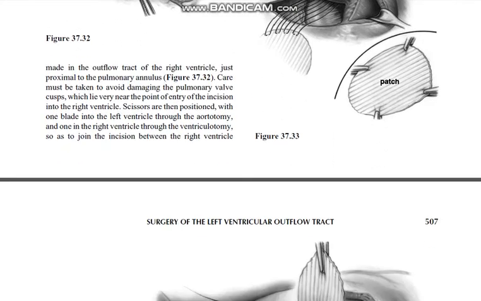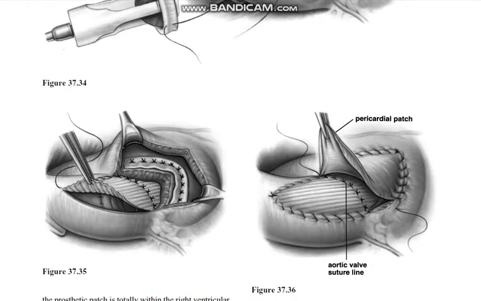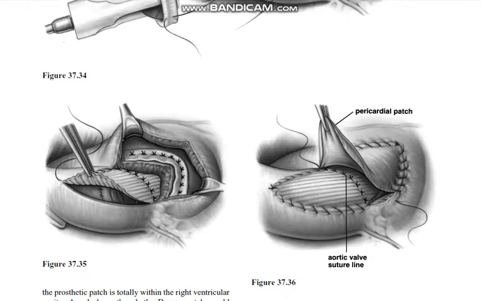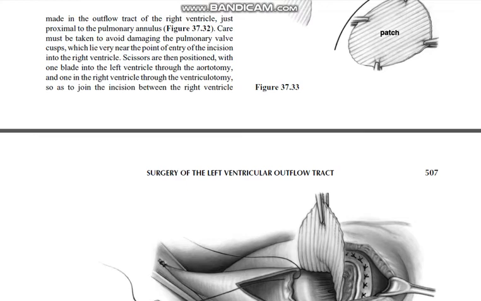Figure 37.35, we are going there. On the left you have seen that the prosthetic valve has been implanted, and you see here that in the patch there are sutures of the valve. This is the VSD patch sutured with the patch, and then the aortotomy will be sutured with the patch, and we will read it now.